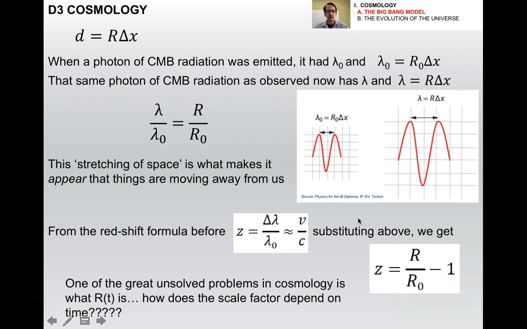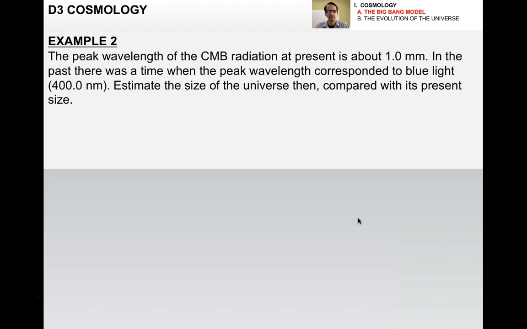And one of the great unsolved problems in cosmology is exactly what is R of t. How does the scale factor depend on time? So if you want to win a Nobel Prize and get rich and famous and have all kinds of scientific notoriety, please figure out what R of t is. It's greatly needed in science, okay?